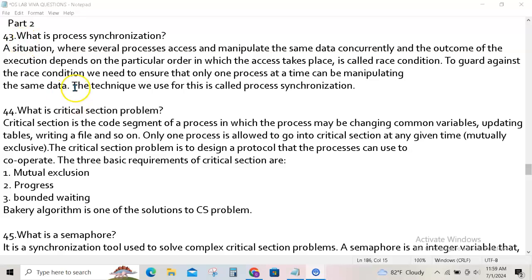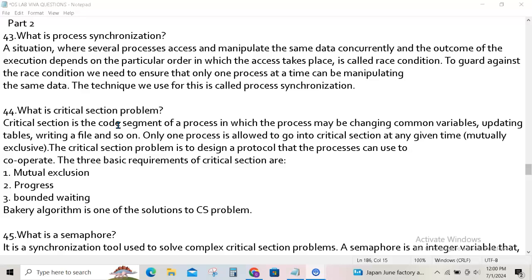First question is, what is process synchronization? In a situation where several processes are trying to access and manipulate the same data concurrently and simultaneously, the outcome of execution depends on the particular order in which this access takes place. This is called a race condition. To avoid a race condition, we have to ensure that only one process can manipulate the same data at a time. This technique is called process synchronization.